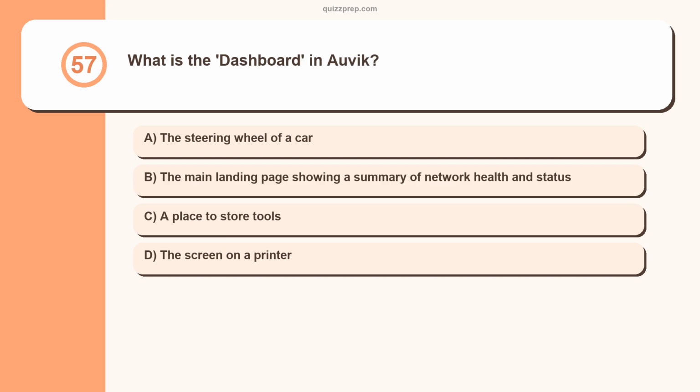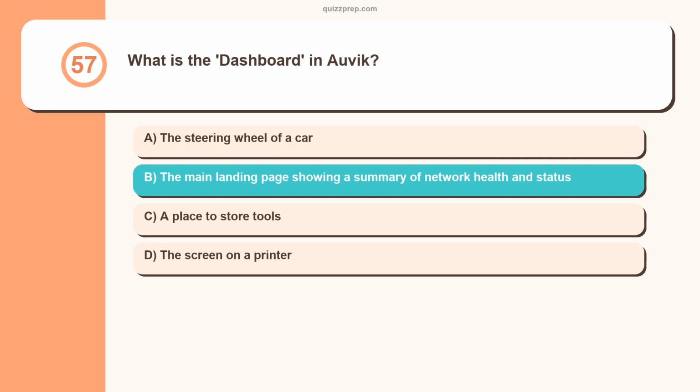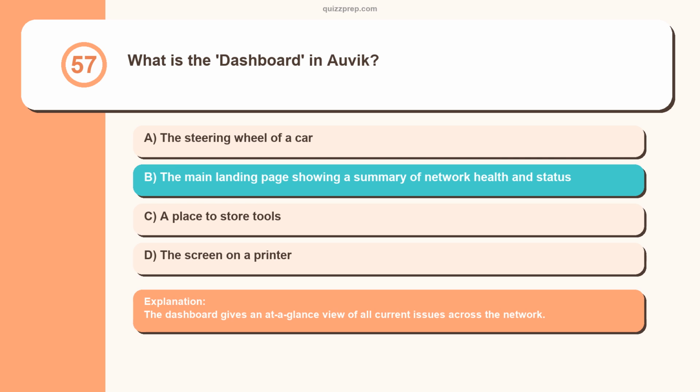Question 57. What is the dashboard in Auvik? The steering wheel of a car. The main landing page showing a summary of network health and status. A place to store tools. The screen on a printer. The dashboard gives an at-a-glance view of all current issues across the network.